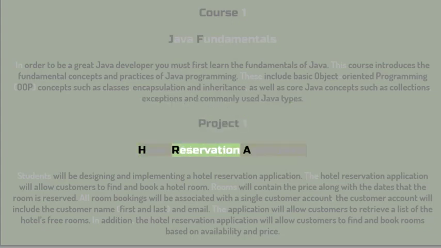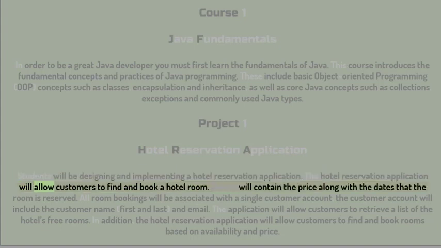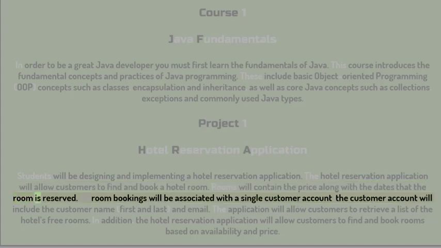Project 1 Hotel Reservation Application. Students will be designing and implementing a hotel reservation application. The hotel reservation application will allow customers to find and book a hotel room. Rooms will contain the price along with the dates that the room is reserved. All room bookings will be associated with a single customer account.